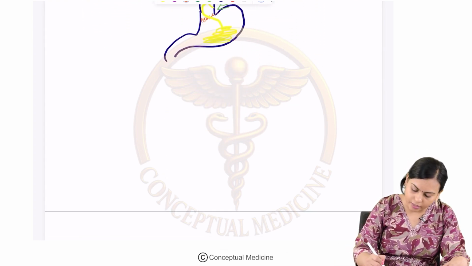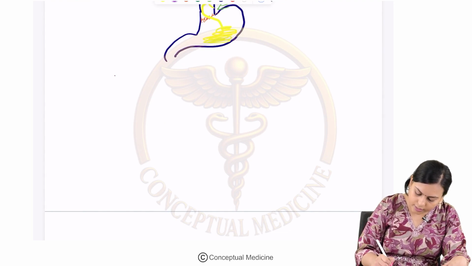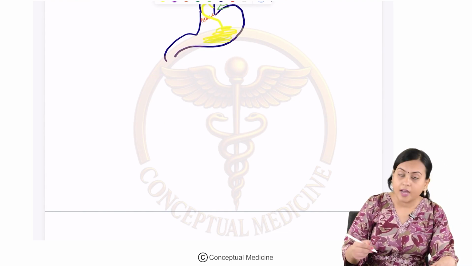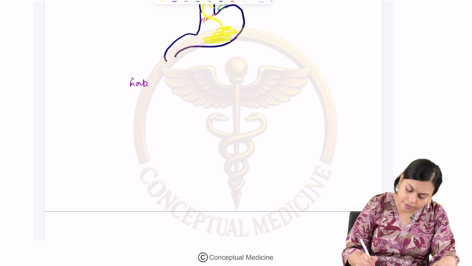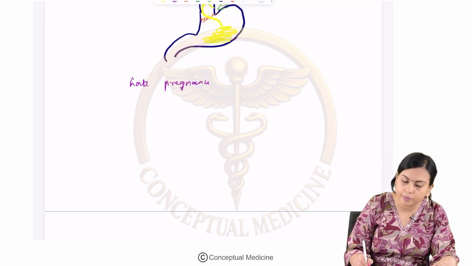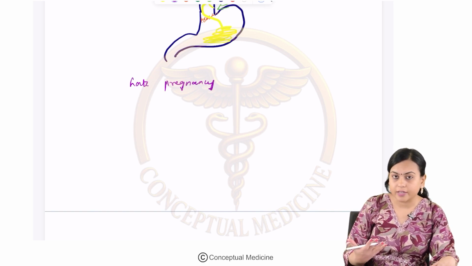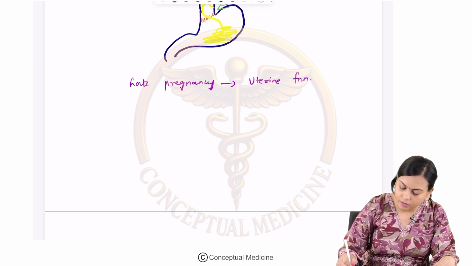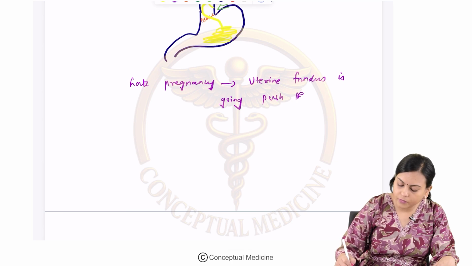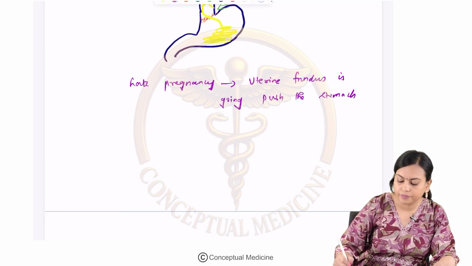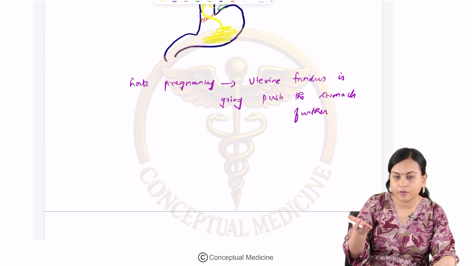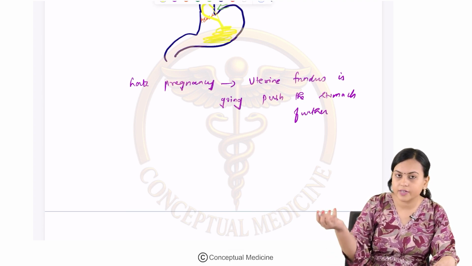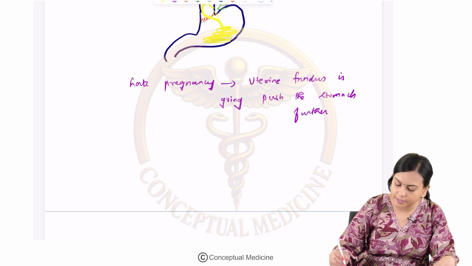Understood? Now, this is mainly aggravated in late pregnancy. Why? What happens in late pregnancy? Your uterine fundus enlarges and pushes the stomach further up, and there is compression from below. So there is more chance that acid reflux happens. Can you understand?